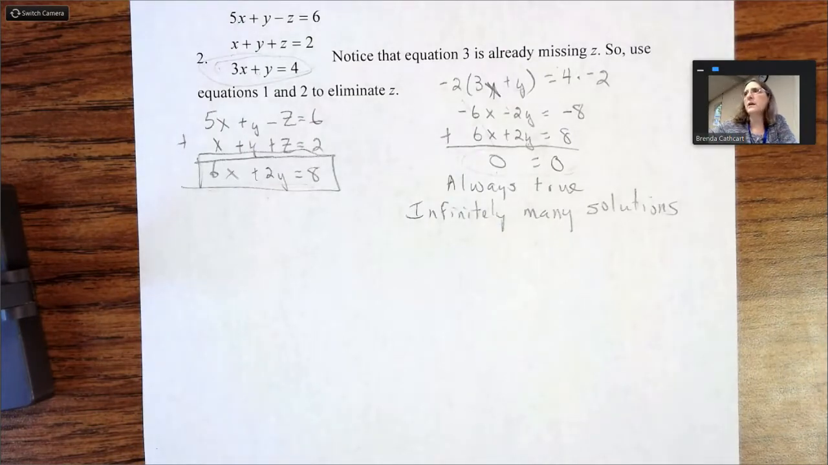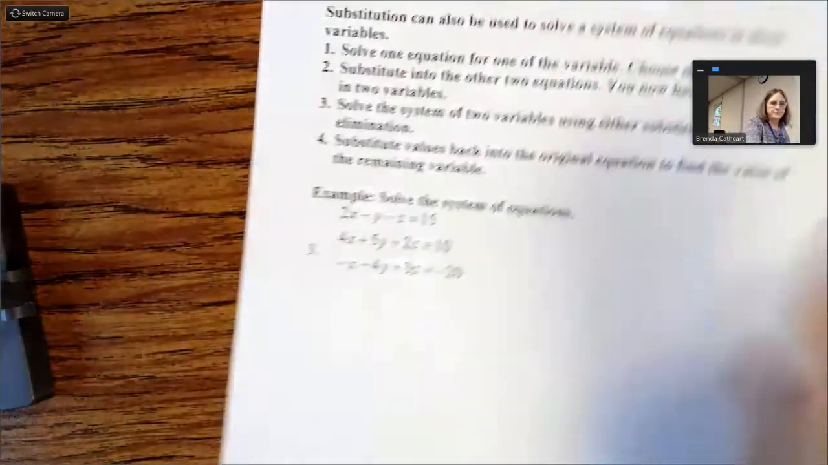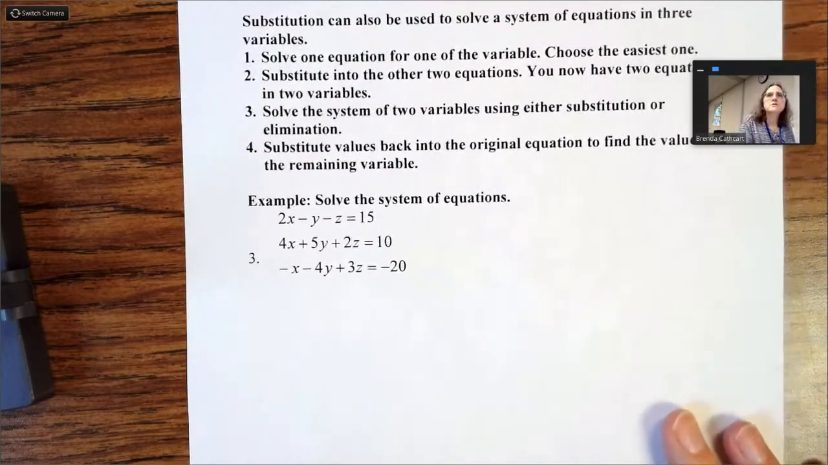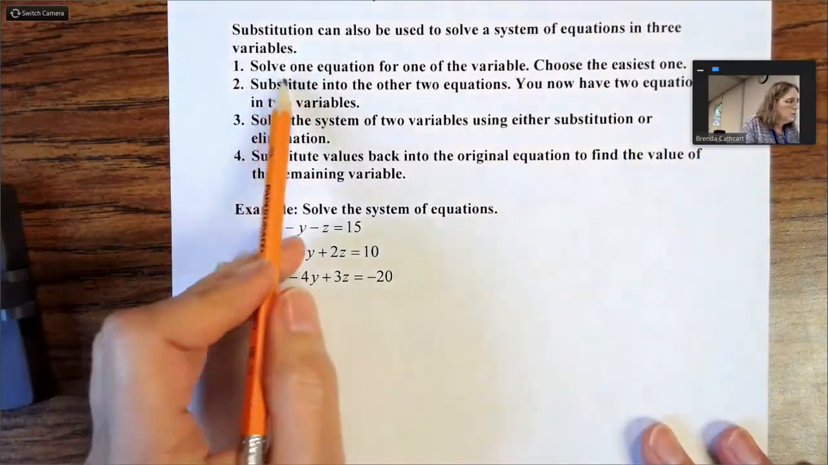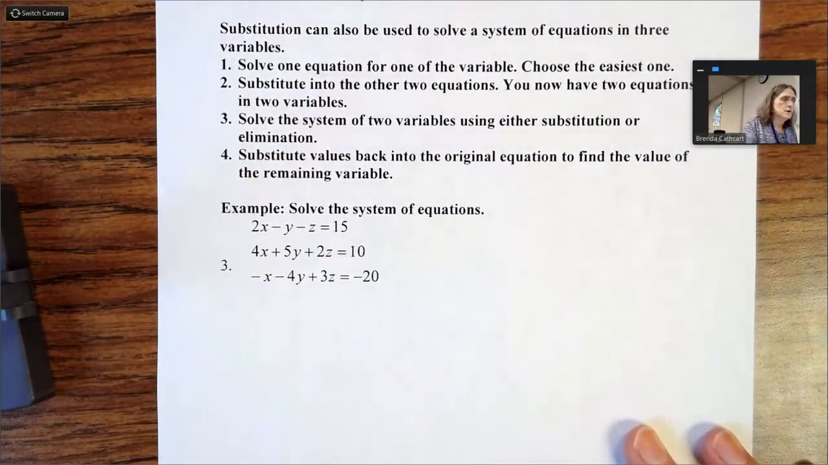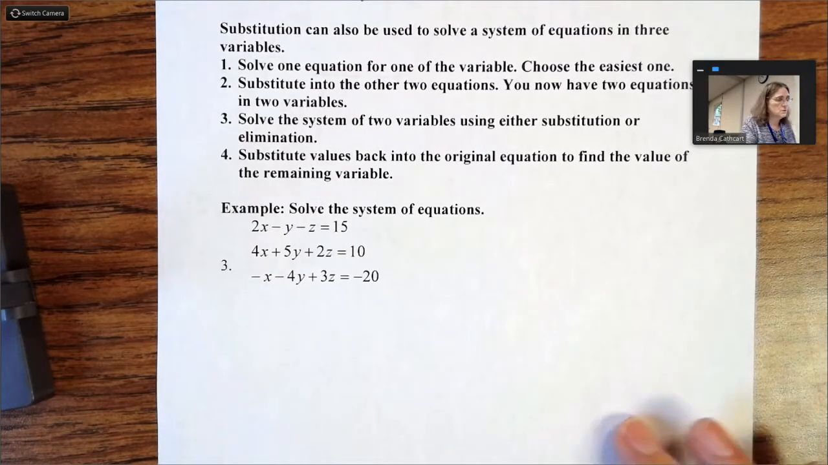Now let's look at another method. Let's look at the method of substitution. With substitution, we need to start by solving one of the equations for one of the variables, and we always want to choose the easiest one. So coefficients of 1 or negative 1 on a variable are the ones that are easiest to work with.